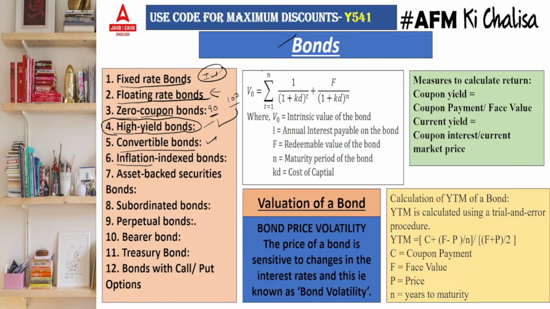Asset backed securities means you say that if I am not able to pay you, here is the asset, you sell this asset and give me the funds there. ठीक है ना? Done everyone?